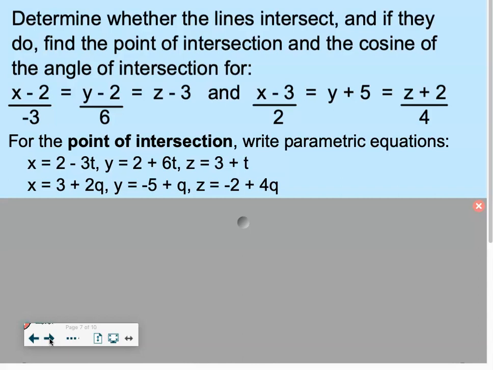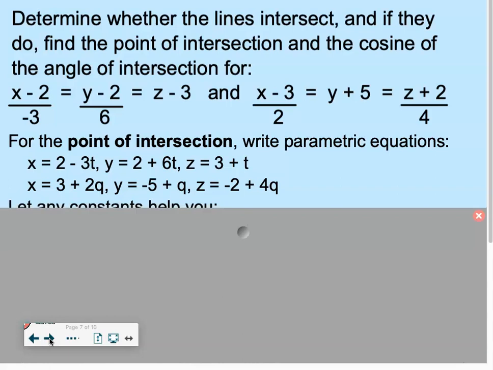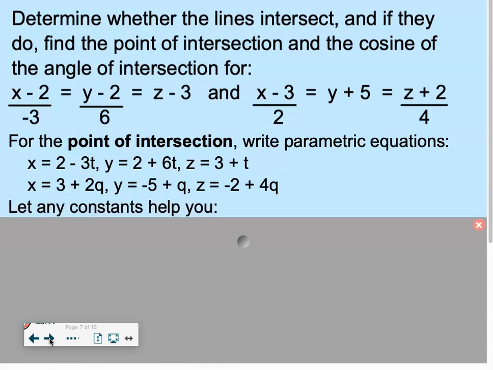Wait, so it's okay if you get different T's and Q's? It's okay to get different T and Q values, because those are just time values of when you hit the point.